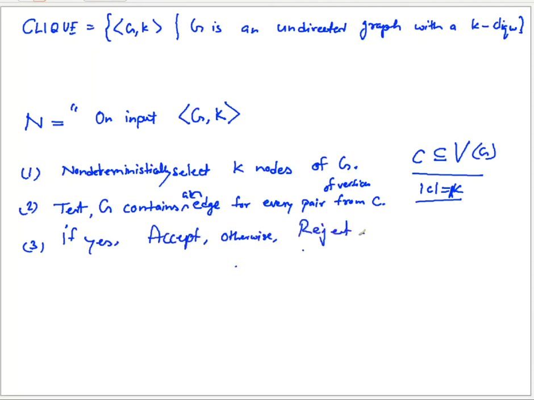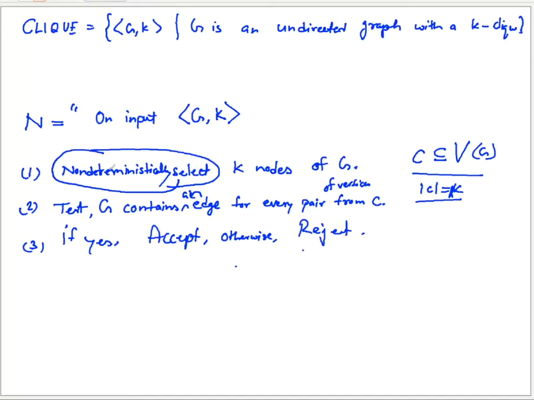Because the subset C of size k of the vertex set that you have picked is selected non-deterministically, it is the best guess if such a subset can exist. Oh, my voice is breaking. Is it clear now? Okay.